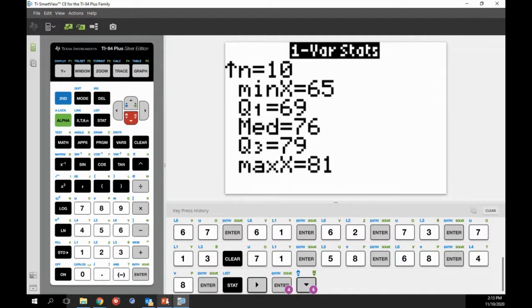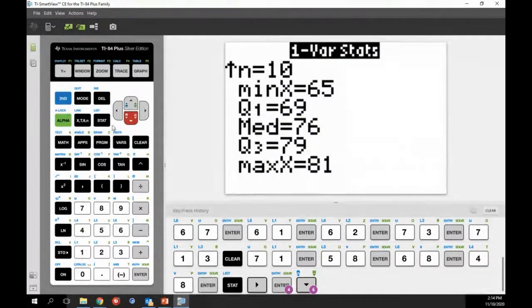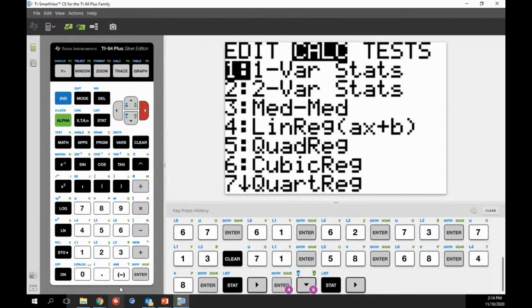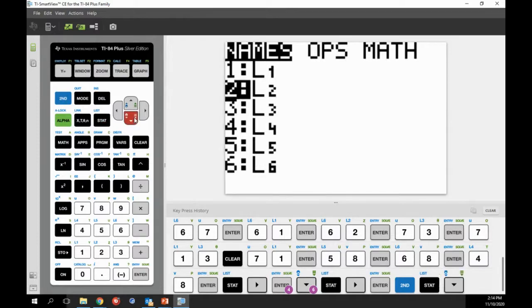Okay. I'll let y'all do this and you just report to me what you get so I can write it down. Run the one variable stats for the women. How do you do that? Okay, let's look. So we have women in L2, right? Stat, Calc. We're still going to do one variable stats, but once you get to this screen, you'll have to do second and stat to pull up the list options. Y'all don't get that screen? Oh, so y'all just get the one where it's, yeah. The second stat to get the list, pick L2.